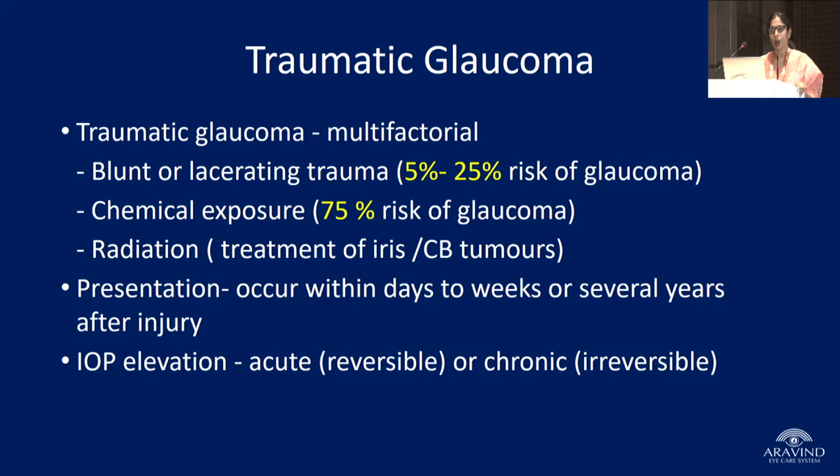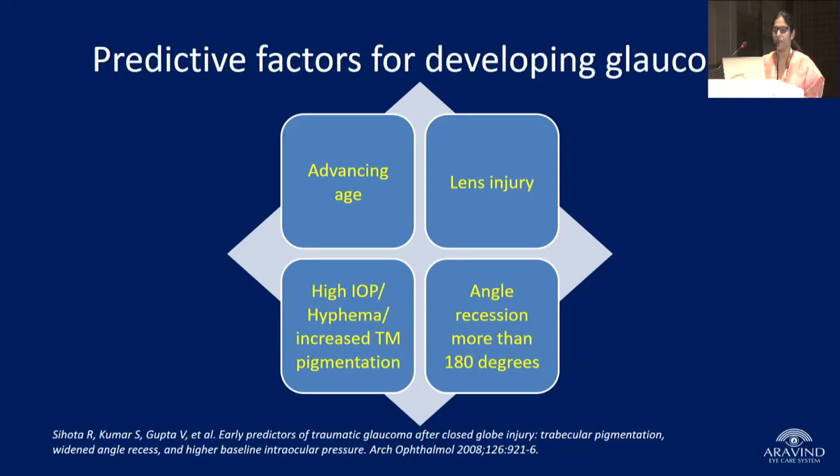So traumatic glaucoma is due to multiple causes. It could be because of blunt or lacerating trauma. It could be because of a chemical exposure or exposure to radiation. Amongst these, chemical exposure is the predominant cause for glaucoma, which is seen in around 75% risk of glaucoma, followed by lacerating or blunt trauma. The presentation of glaucoma could be early or it could be very late, and it could be reversible or irreversible. So there are certain predictive factors which influence the development of glaucoma.